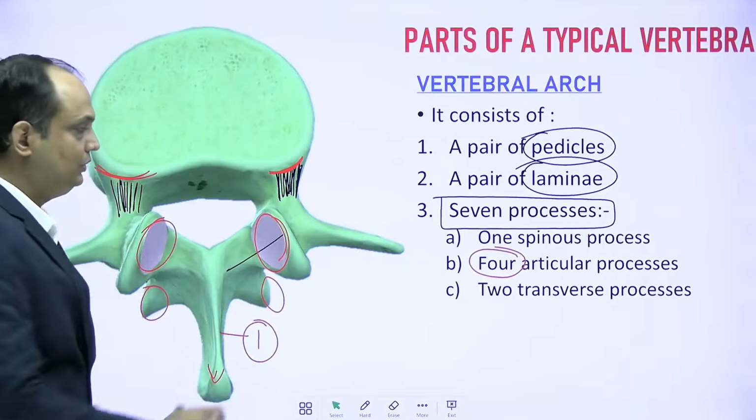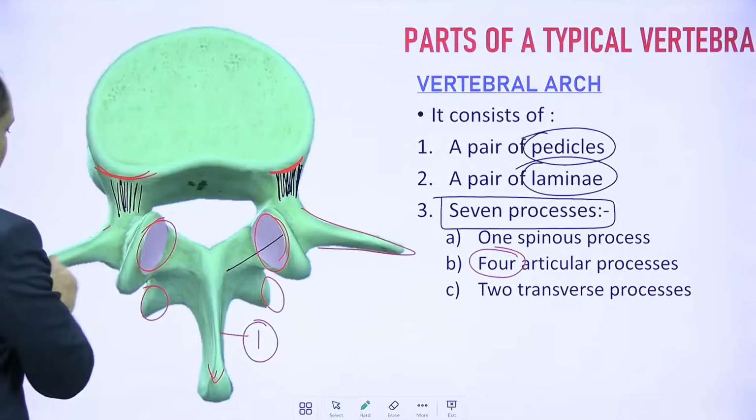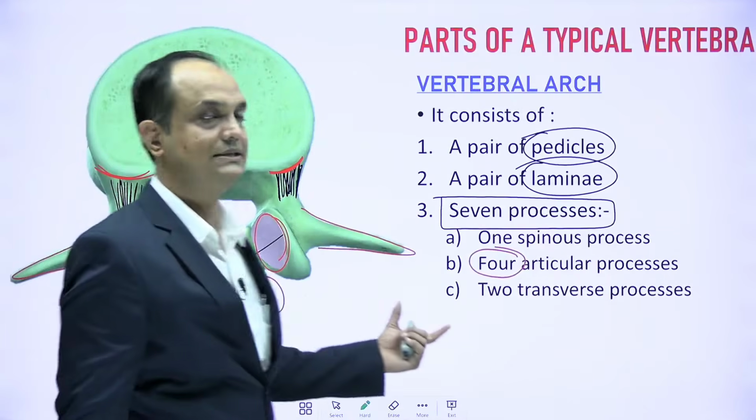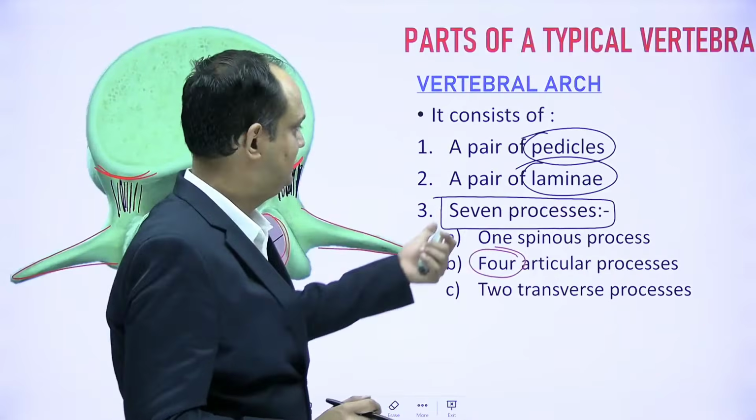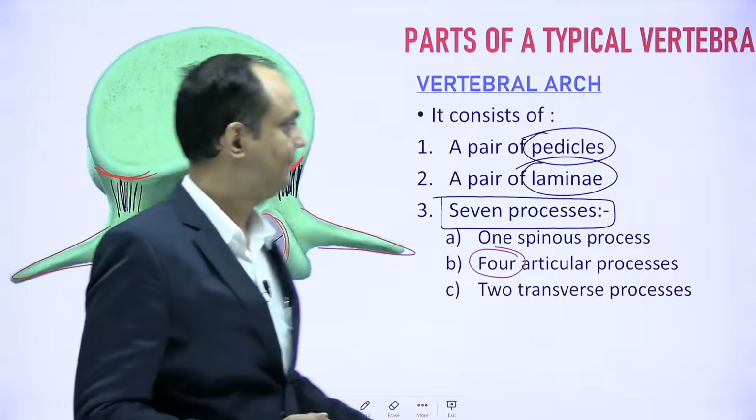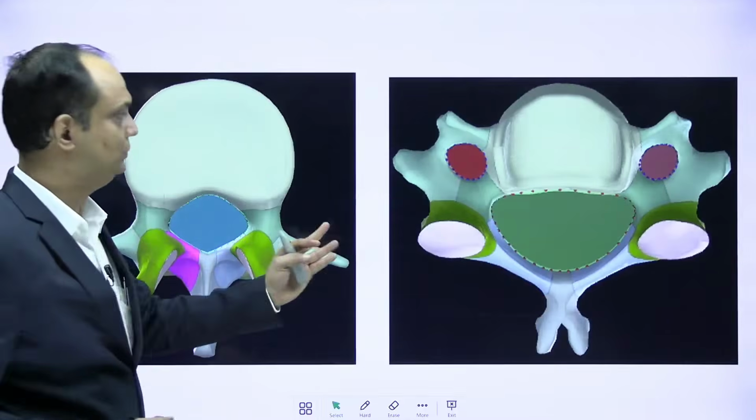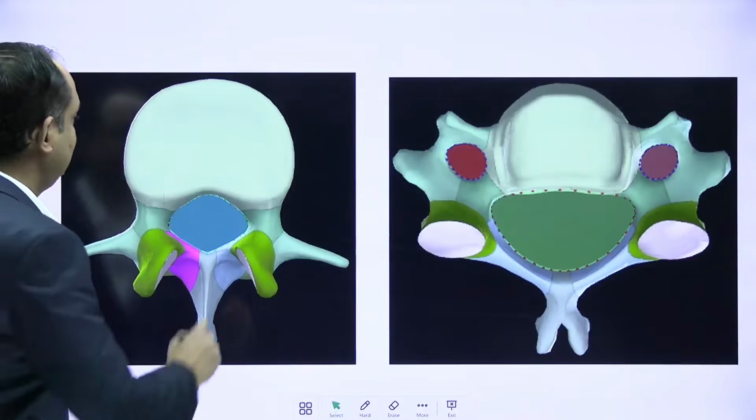Then you will have 2 transverse processes. One is this and one is this. This may be asked in your exam: a classical vertebra has how many processes? The answer is 7 processes. Clear? Now in these 2 diagrams you can see that this is the body.